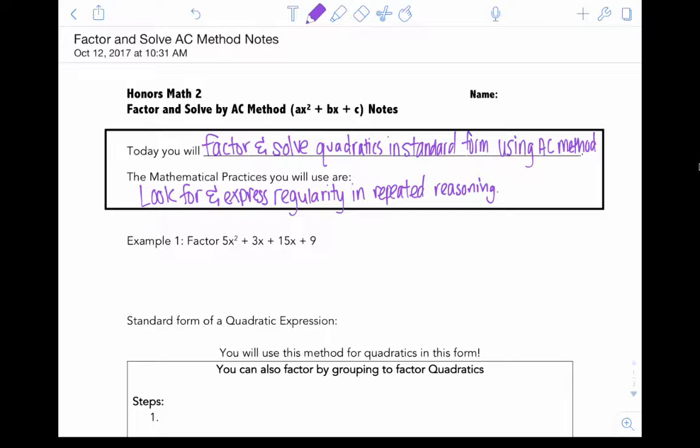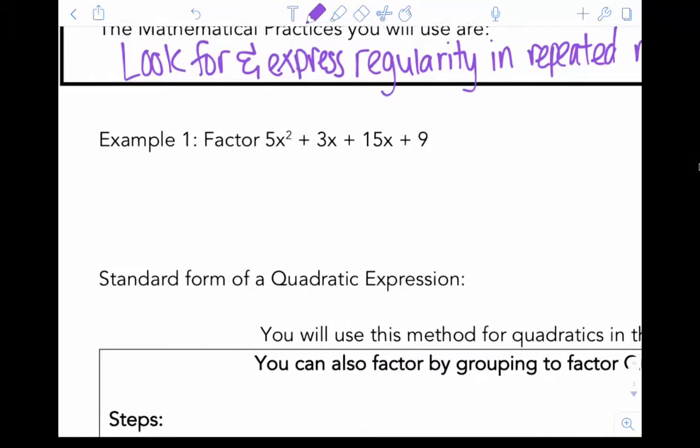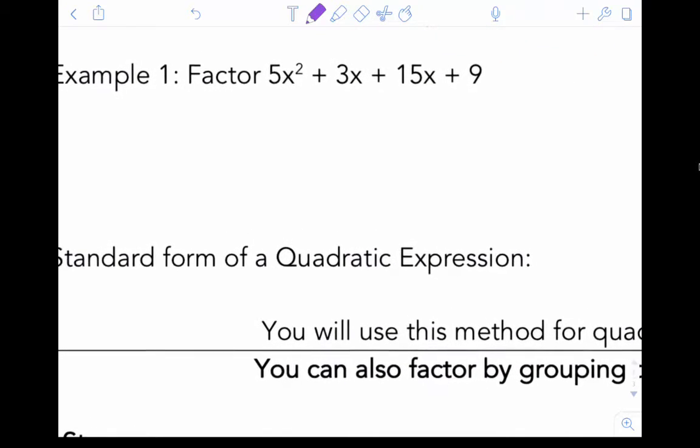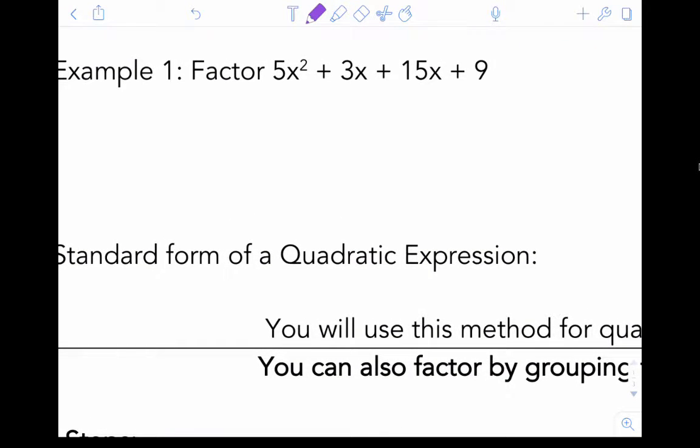So to warm us up a little bit, let's factor this problem. So this is a 4-term polynomial. And so with 4 terms, we use factor by grouping. And so the first 2 terms of this, my GCF is x. And when I factor that out, I'm left with 5x plus 3. And then for the second 2 terms, my GCF is 3. And when I factor that out, I'm left with 5x plus 3.